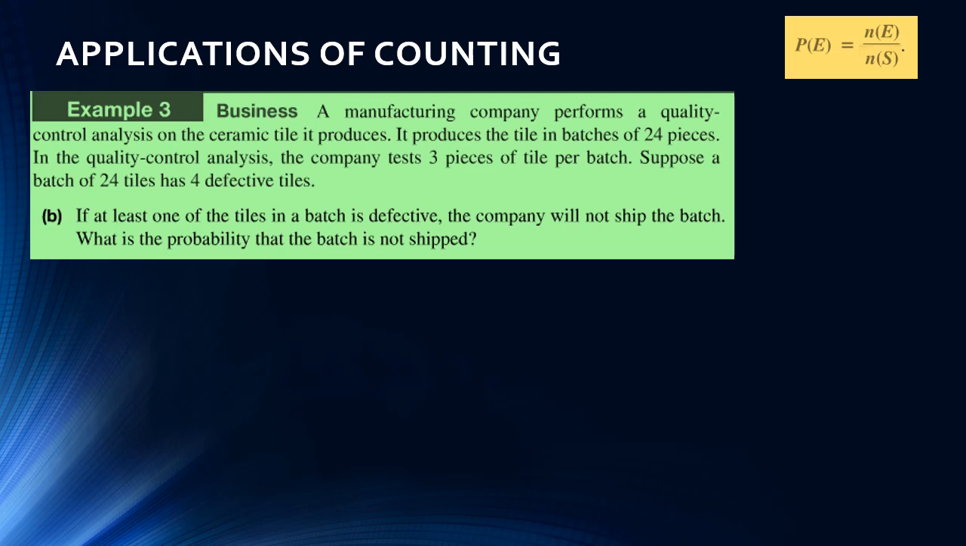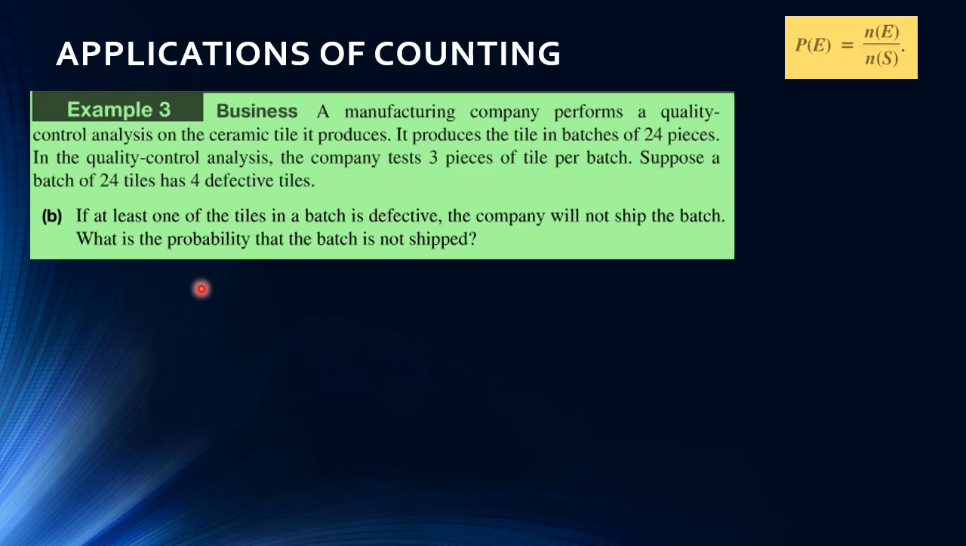If at least one of the tiles in a batch is defective, the company will not ship the batch. What is the probability that the batch is not shipped? Okay. Immediately here I see the words at least, and so this is a warning sign to me that I have to change the language of this problem. If at least one of the tiles is defective, well, that means the probability that 1 is defective, or the probability that 2 is defective, or the probability that 3 is defective, right? If at least 1, that means 1 or more.